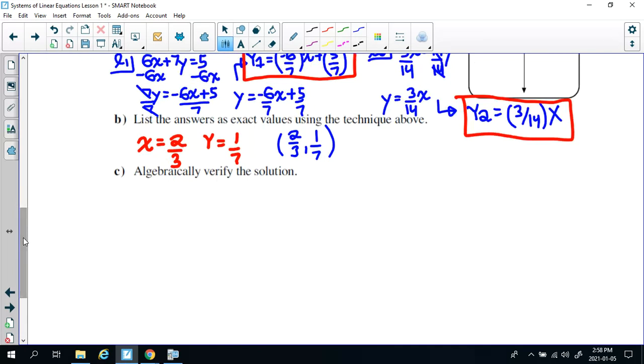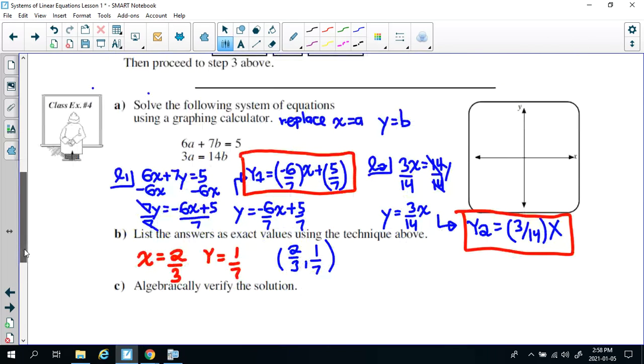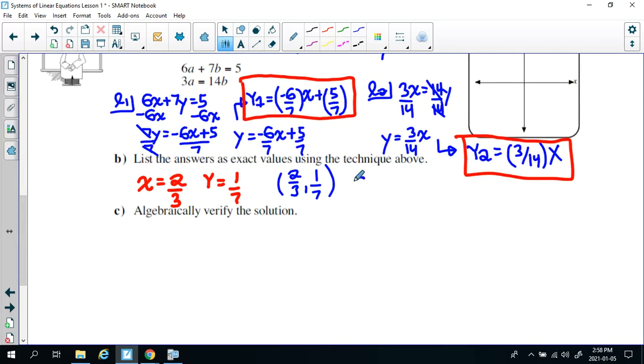Okay, and then finally it says algebraically verify my solution. So what I'm going to do is take these values for X and Y and just plug them into the equations. Now I should point out, by the way, that we initially didn't start off with X and Y. We had A and B. So technically speaking, the solution here would be A is equal to 2/3, and B is equal to 1/7. We just replaced A with X and B with Y.